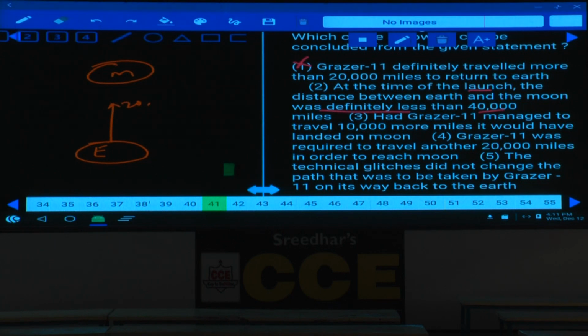Which is more than half, and the total distance will be lesser than 40,000. Hence, what is that one? That is given in choice 2. Clear now? Then if you check out choice 3, what is choice 3 here?